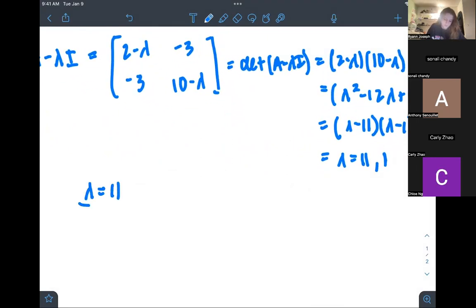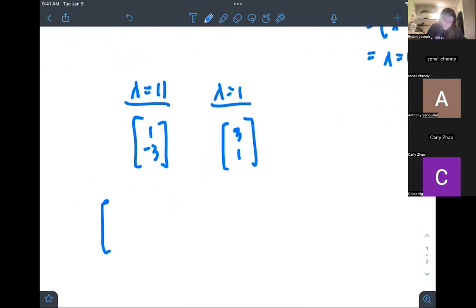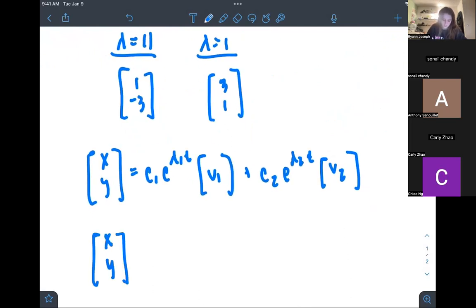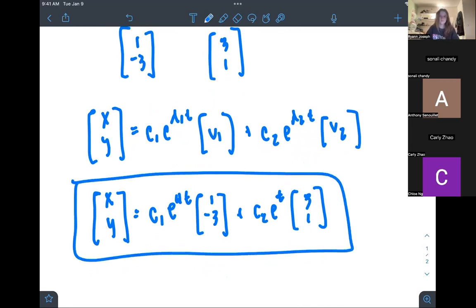I'm going to solve for the eigenvectors, which end up being 1, -3, and then 3, 1. And our solution set is always of this form: c1 e to the lambda1 t v1 plus c2 e to the lambda2 t v2. So here, it just looks like this: c1 e to the 11t times (1, -3) plus c2 e to the t times (3, 1). And that's our solution.